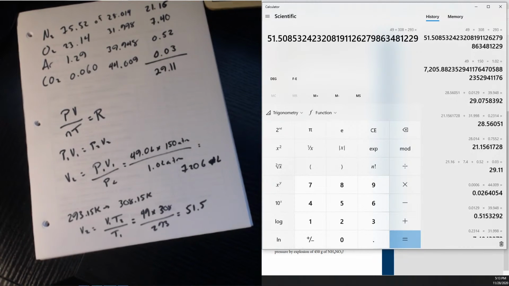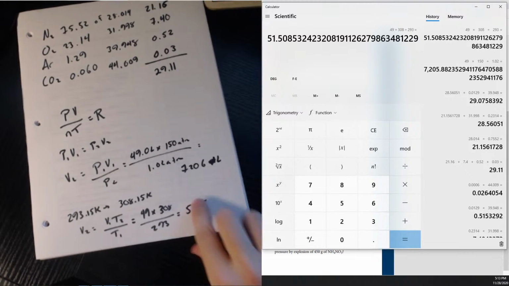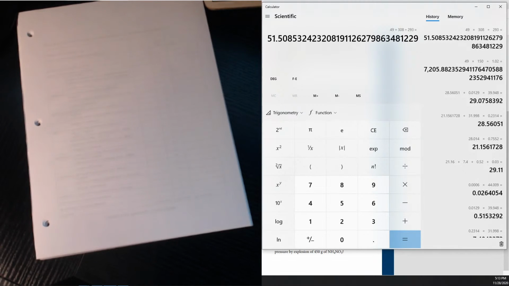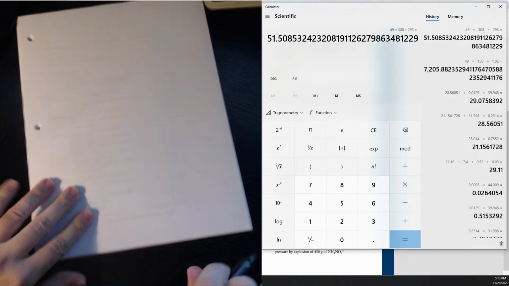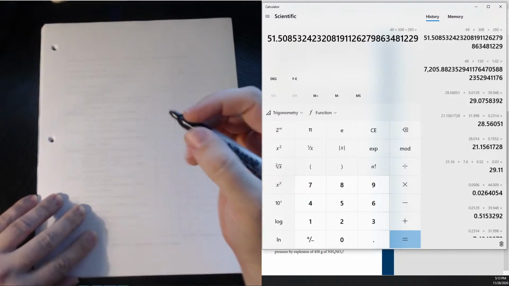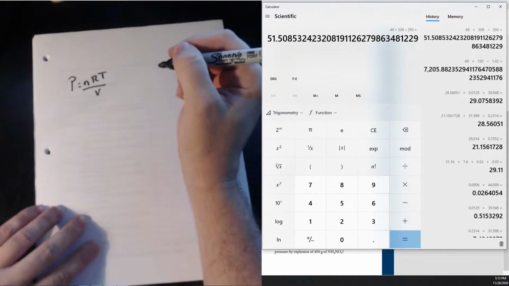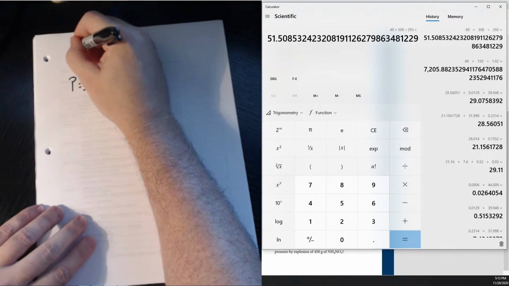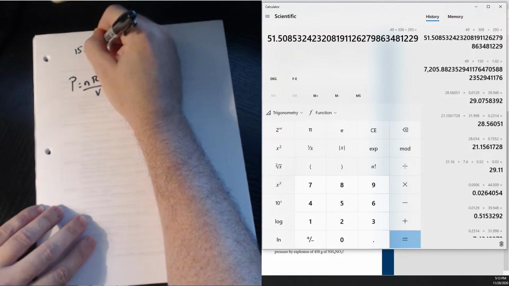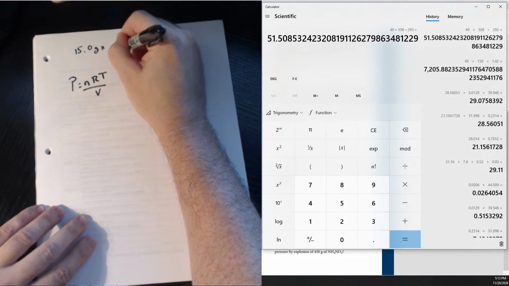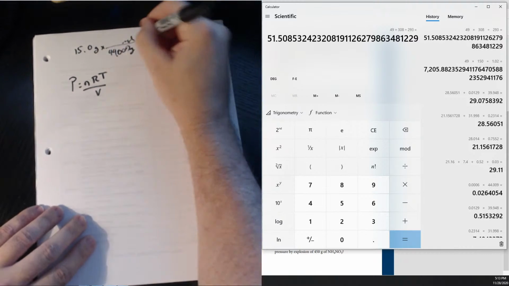All right, if 15 grams of CO2 gas, this is number 52, has a volume of 0.3 liters at 300 Kelvin, what is its pressure in millimeters of mercury? Okay, so this is a PV equals nRT problem and a conversion problem. P equals nRT over V. We need our moles, so 15.0 grams times one mole per 44.009 grams.